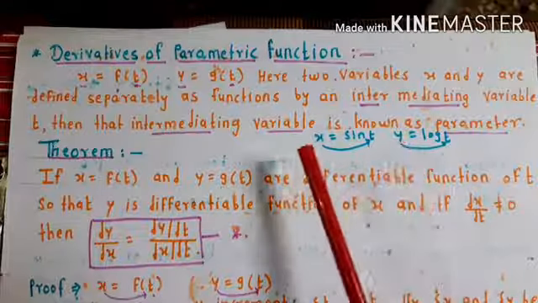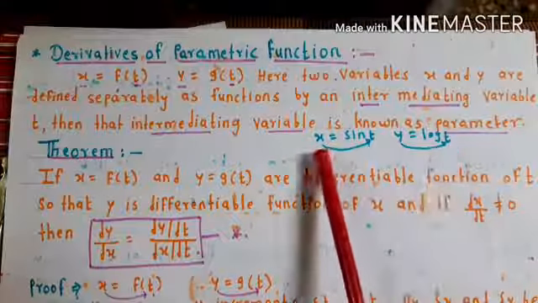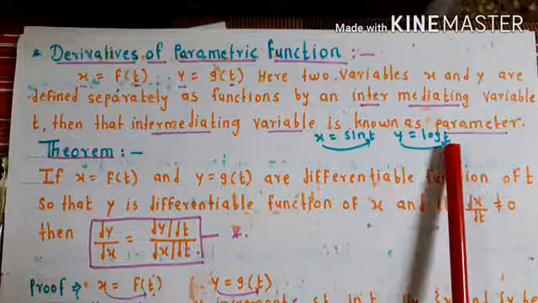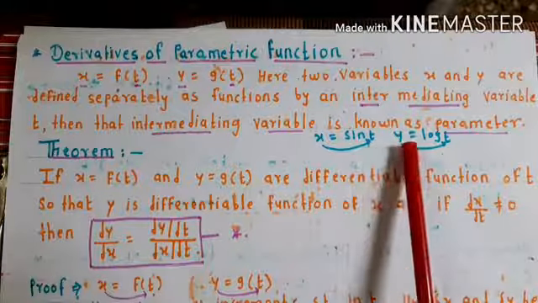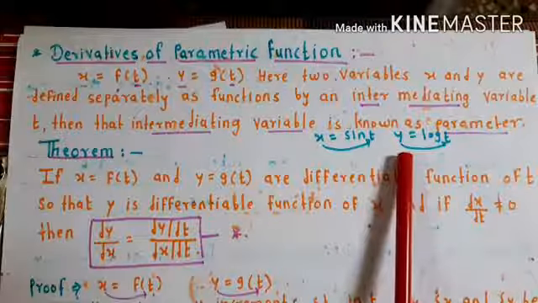For example, see here x equal to sine of t and y equal to log of t. Here x is a function of t, y is also a function of t, meaning x depends upon t and y depends upon t. This is an example of a parametric function.